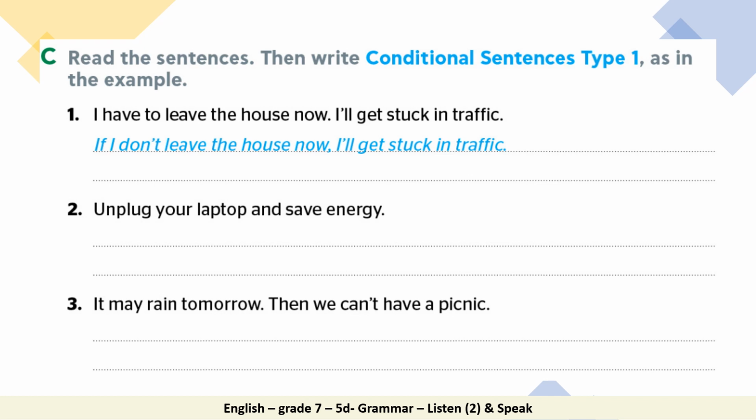In this activity, you're going to read the sentences and write conditional sentences type 1 as in the example. In the example, I have to leave the house now. I'll get stuck in traffic. All we have to do is add if and negate the sentence to be, if I don't leave the house now, I'll get stuck in traffic.